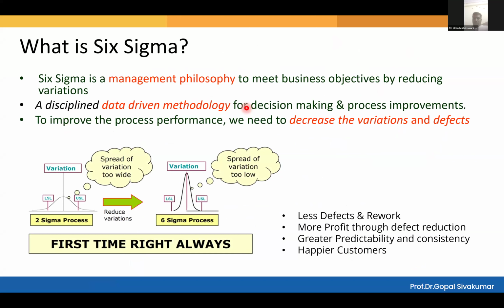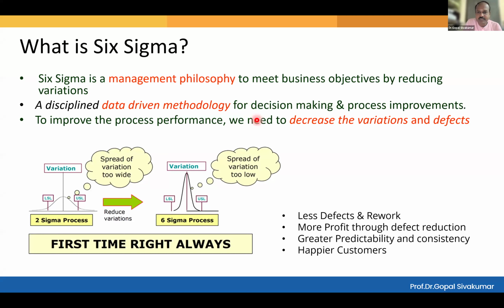Because we know the science behind variation, isn't it? If variations are reduced, effects will automatically get reduced. If everything goes as per the plan, there are no deviations, yes or no? Yes, sir. So you just have to check whether everything is going as per the plan, as per the expected range. That means you control the variation, problems will vanish.